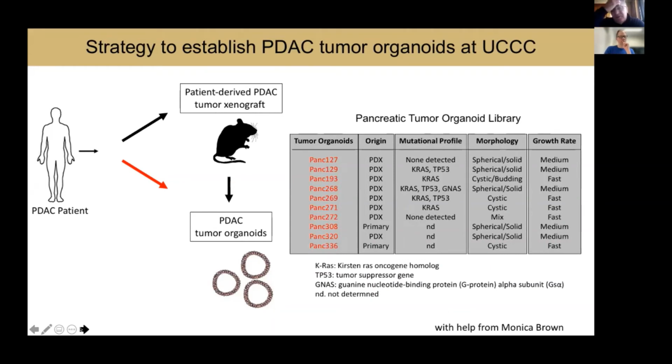And this just looks at a part of the panel that we have. I think this is 10 in this little library. And this is just showing the original clinical mutational profile, the morphology of the organoids and their growth rates.